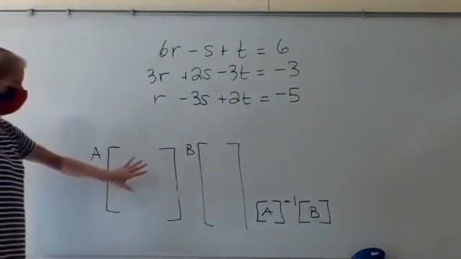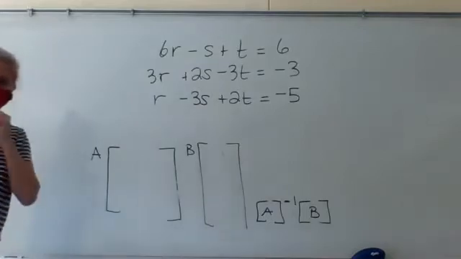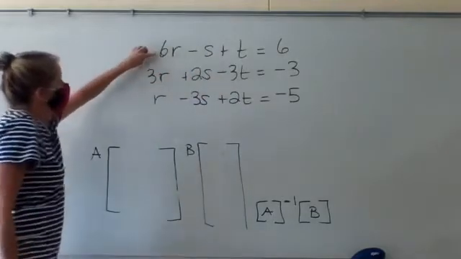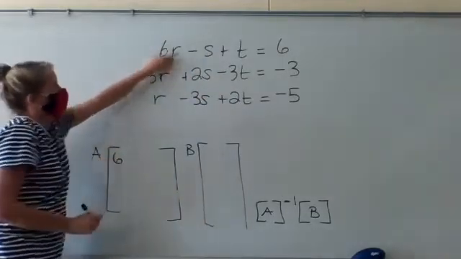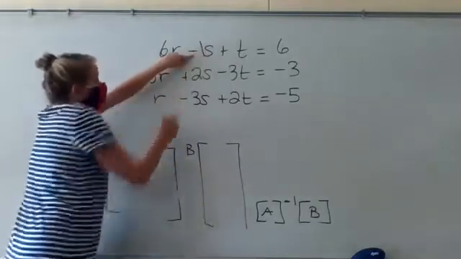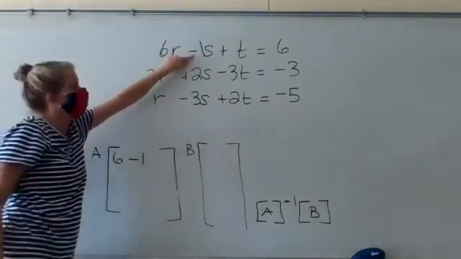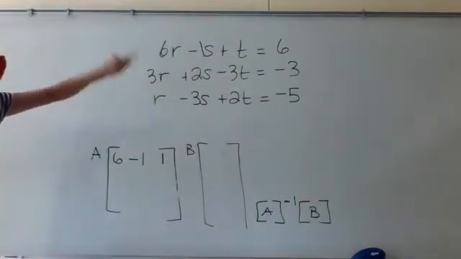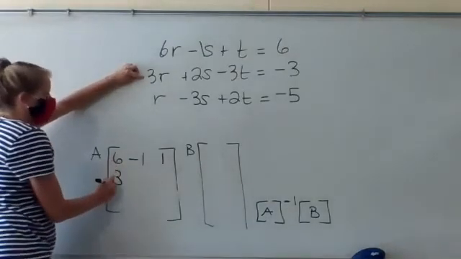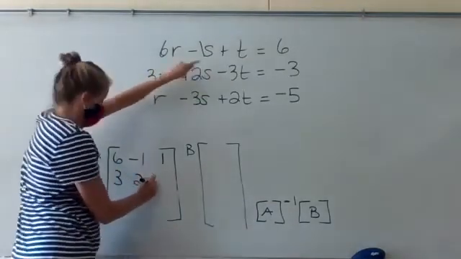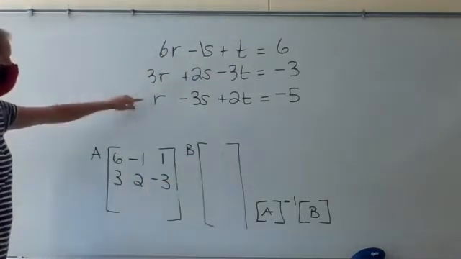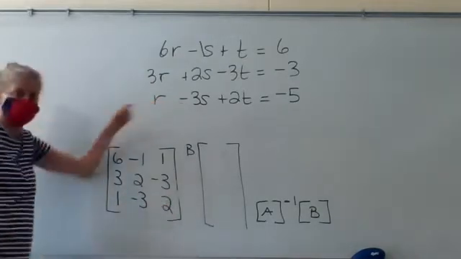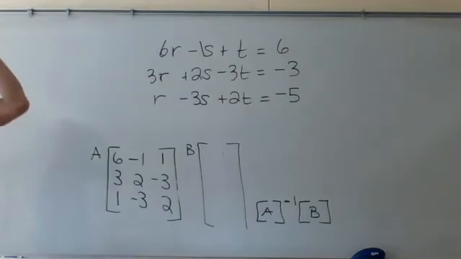So we're going to use this, come up with a matrix A and a matrix B. So let's see, A comes from all the numbers on this side of the equal sign. So I'm going to have 6, negative 1, positive 1. Second row is 3, 2, negative 3. Last row is 1, negative 3, 2. So that would be matrix A.